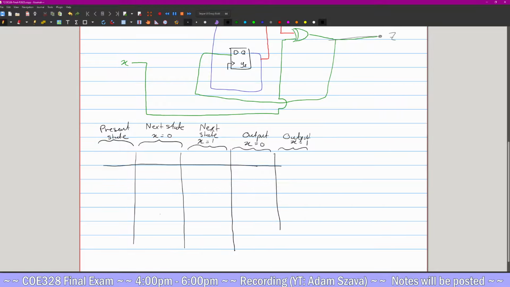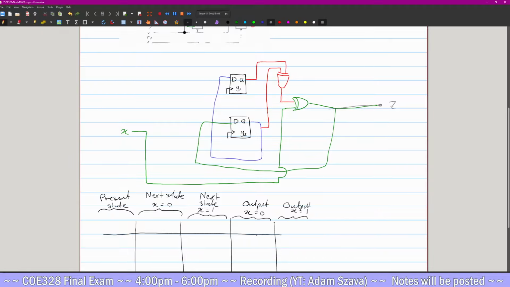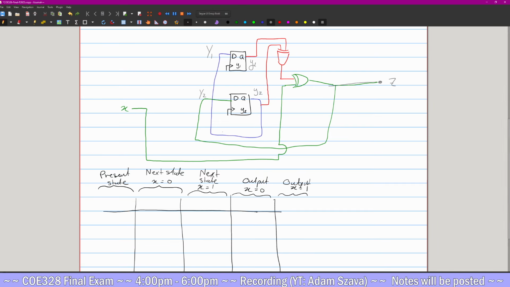So our present state variables, we should give them some names. Present state, give it lowercase y: lowercase y1, lowercase y2, and then capital Y1, capital Y2. These are our next state variables. So we are currently in y2, y1, and this is Y2, Y1.